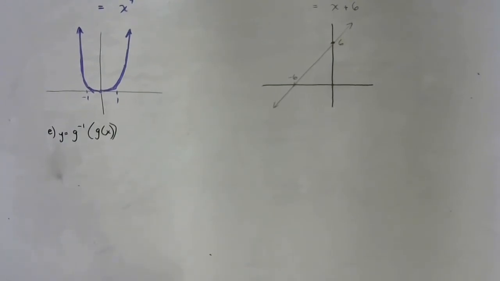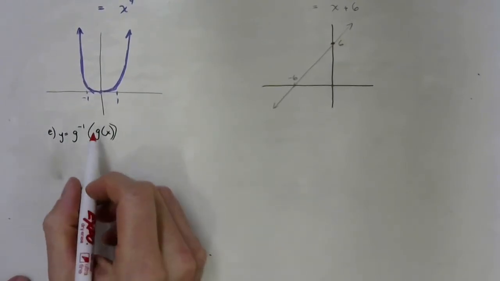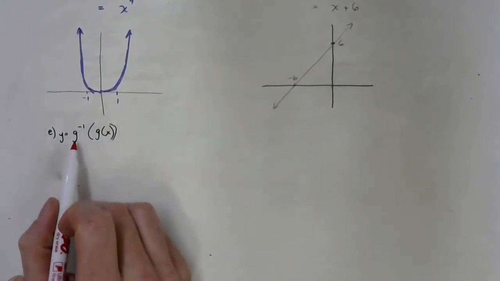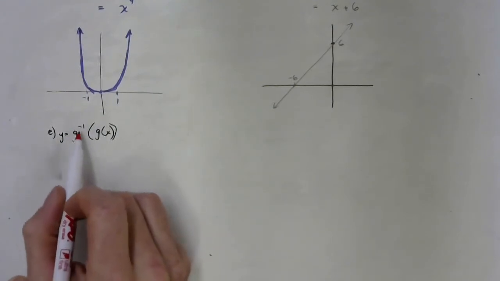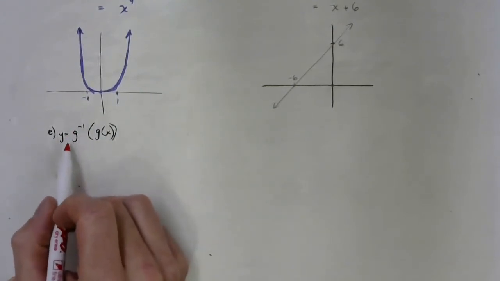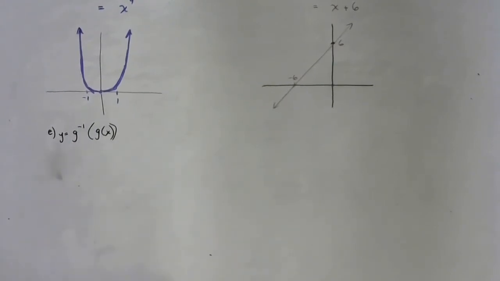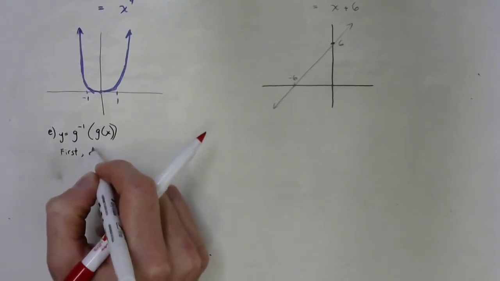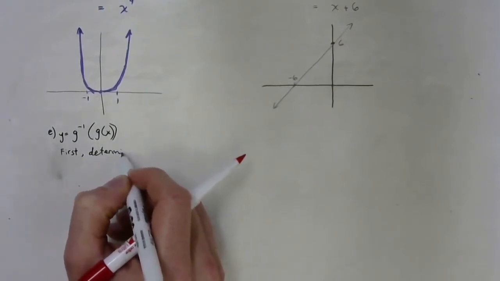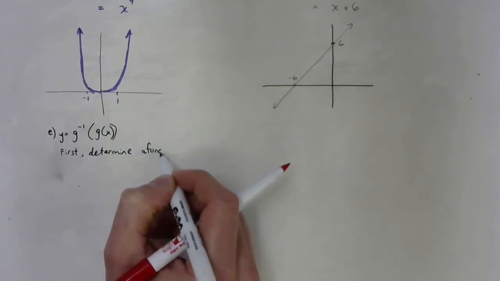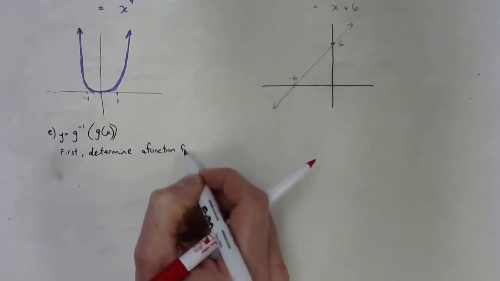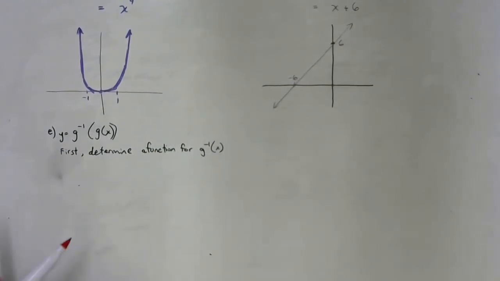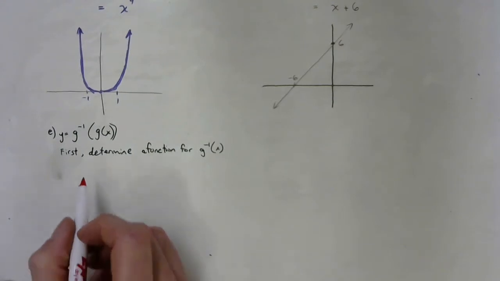Let's find that out. The first thing we need to do is determine what an inverse function for g of x actually looks like. What is the inverse of g of x? So first, determine the function for the inverse of g of x. How do we do that? Do you remember how to do that?